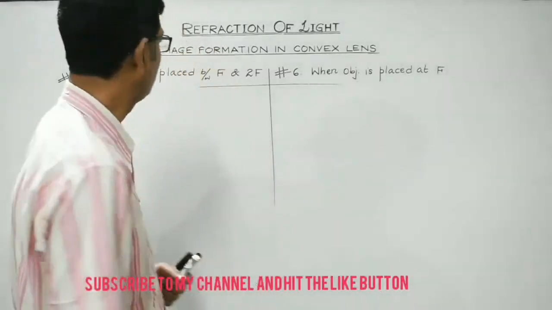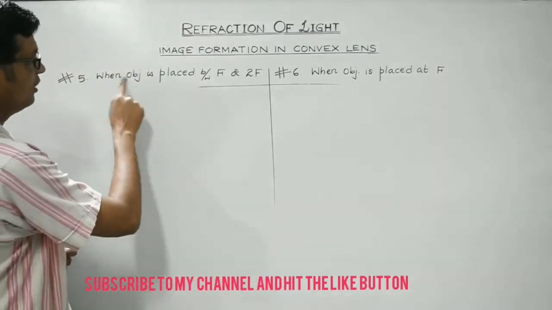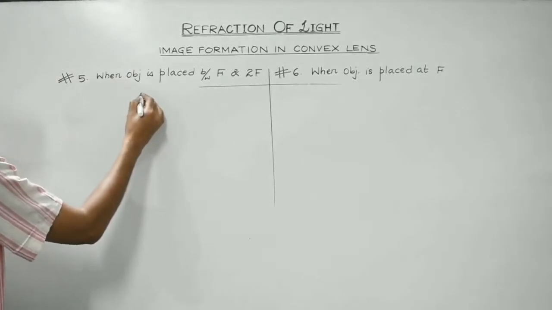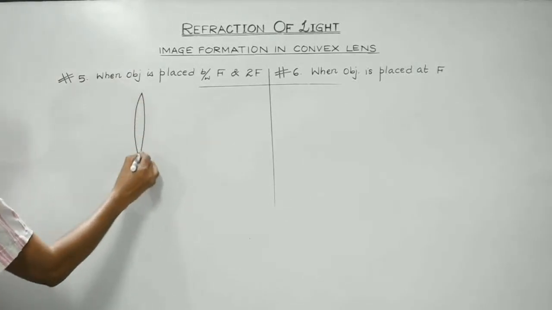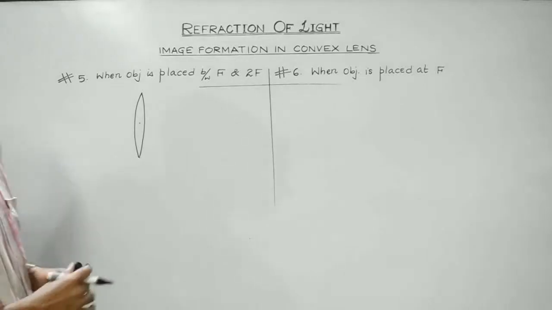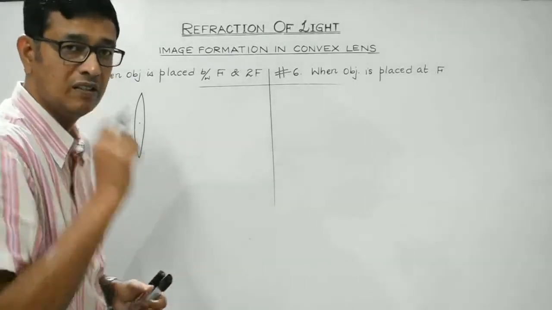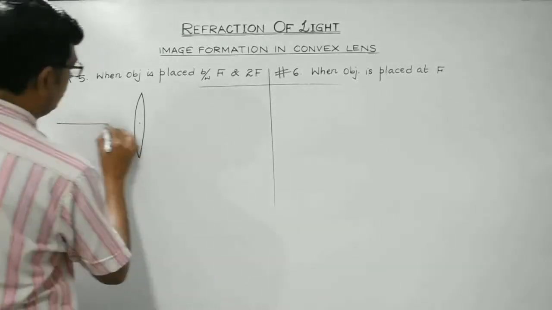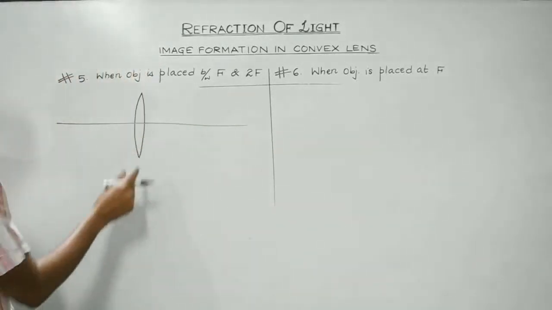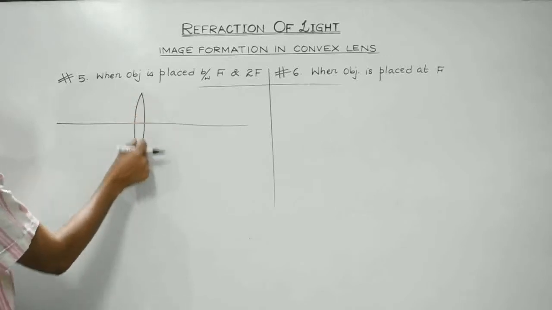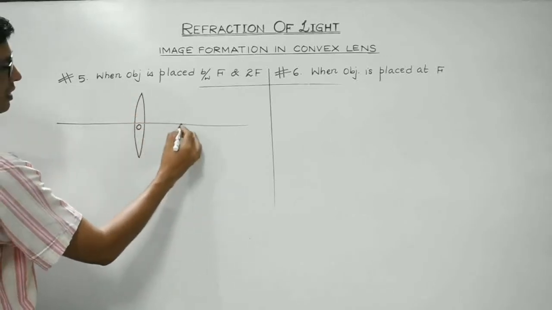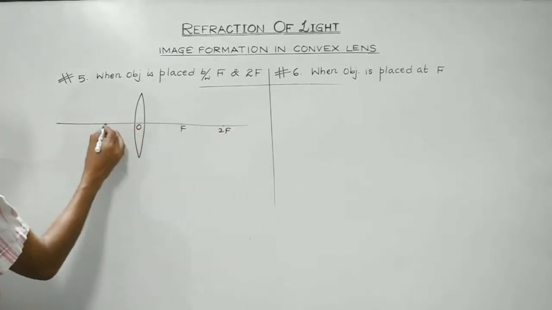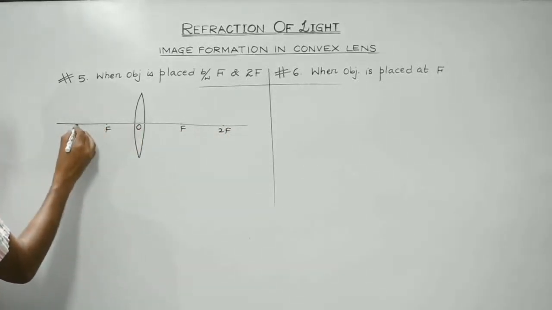So let's consider the fifth case, when the object is placed between F and 2F, right? So let's draw the ray diagram. So as I've told you, the lens is to be considered to be thin. So while drawing the ray diagram, keep this in mind. So this is the thin convex lens, which is thick at the center and thin at the edges. This is the optical center and this is the reference point F. This is F, this is 2F.